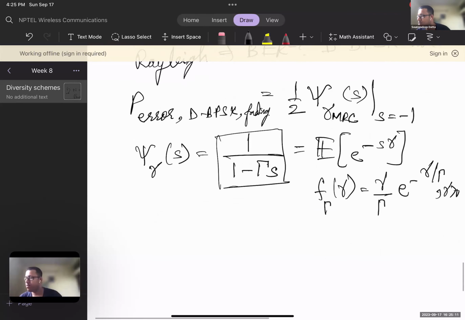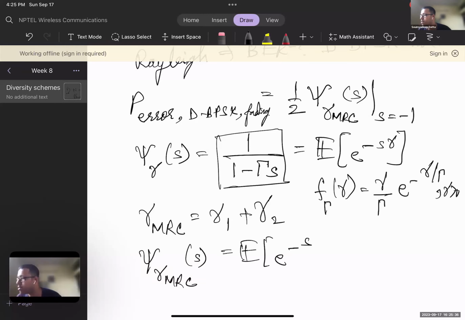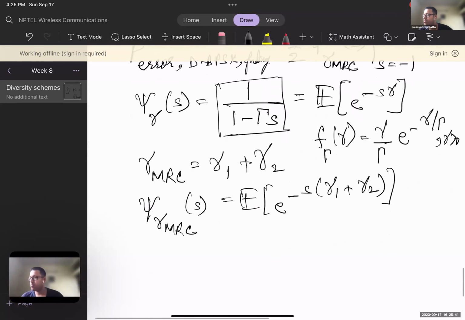Now, what is gamma for maximal ratio combining? It combines the SNR of the two antennas, so it will be gamma 1 plus gamma 2. And so when you take the combined characteristic function of gamma MRC, it will be the expectation of e to the power minus s times gamma 1 plus gamma 2. This will essentially become the product of each of the individual characteristic functions.